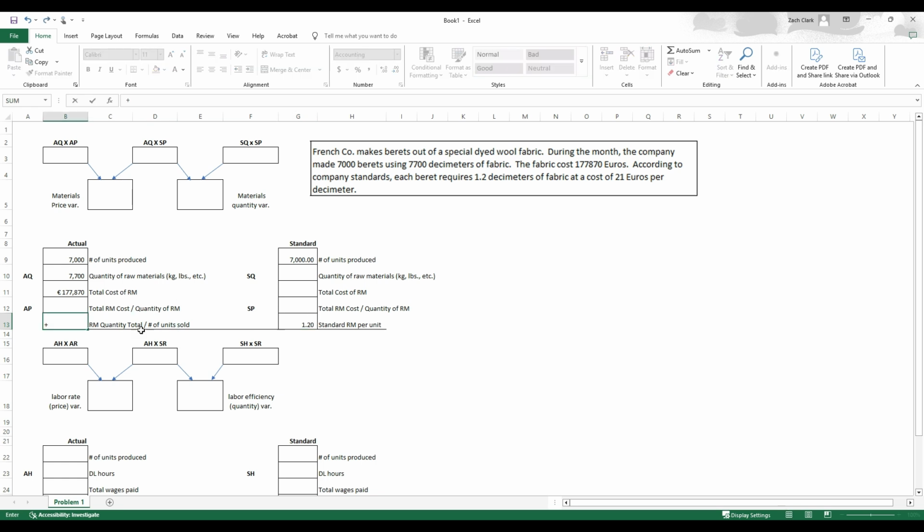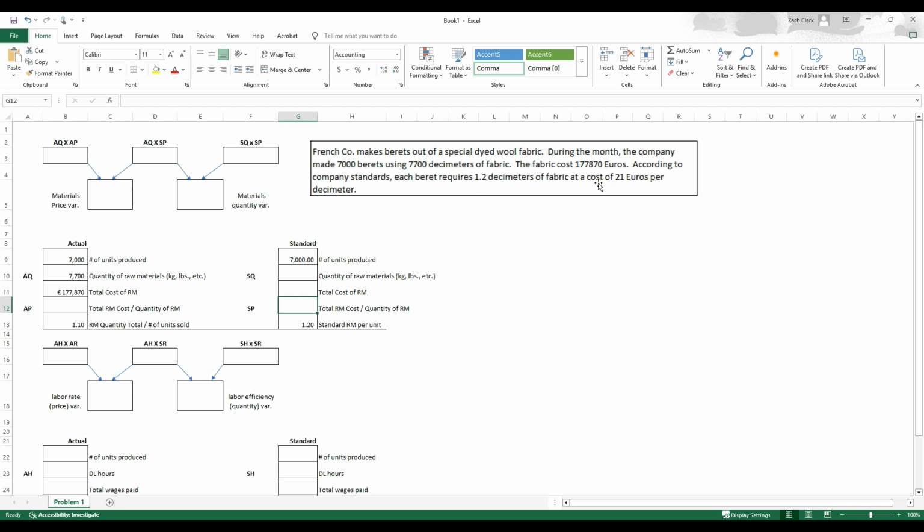Here we can actually get the raw material quantity total divided. We can calculate this for real here and say how much did we use divided by total number of units. And so we used up 1.10. In reality, we used 1.1 decimeters per item produced. And here we were thinking our standard was 1.2. So right off the bat, you can tell that we're coming in under on our materials usage. Quantity variance is going to be favorable because in reality, we use less product than we were expecting. So right off the bat, that's one thing we can see. But we'll come up with actual dollar figures there in a bit.